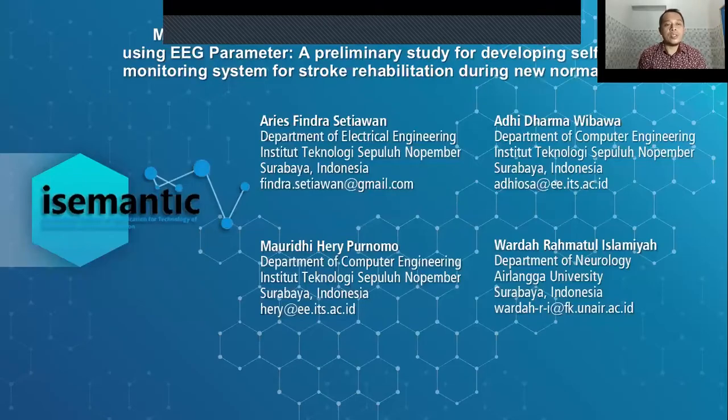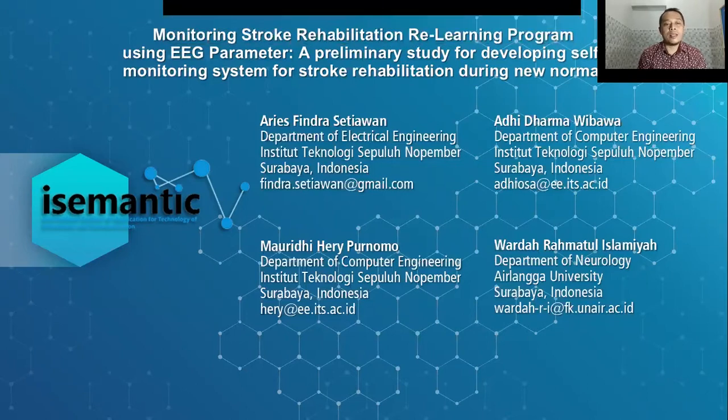First, let me introduce myself. My name is Aris Vindra Setiawan, and I am a postgraduate student from ITS Surabaya. Here, I want to present my paper, and the paper title is Monitoring Stroke Rehabilitation Relearning Program Using EEG Parameters, a preliminary study for developing self-monitoring system for stroke rehabilitation during new normal.